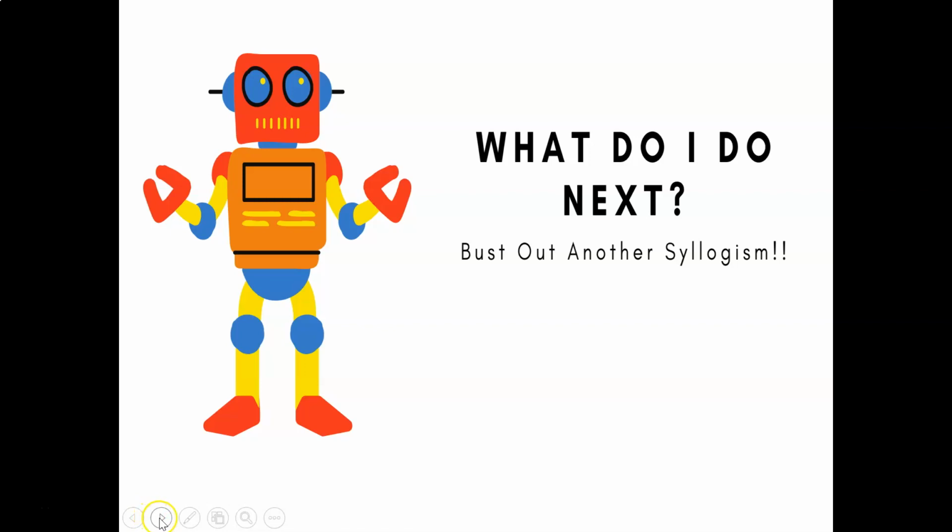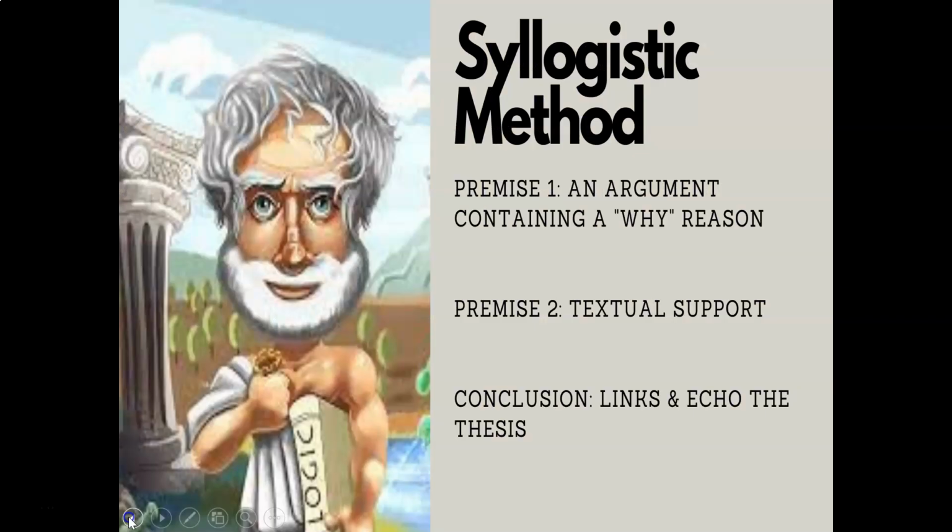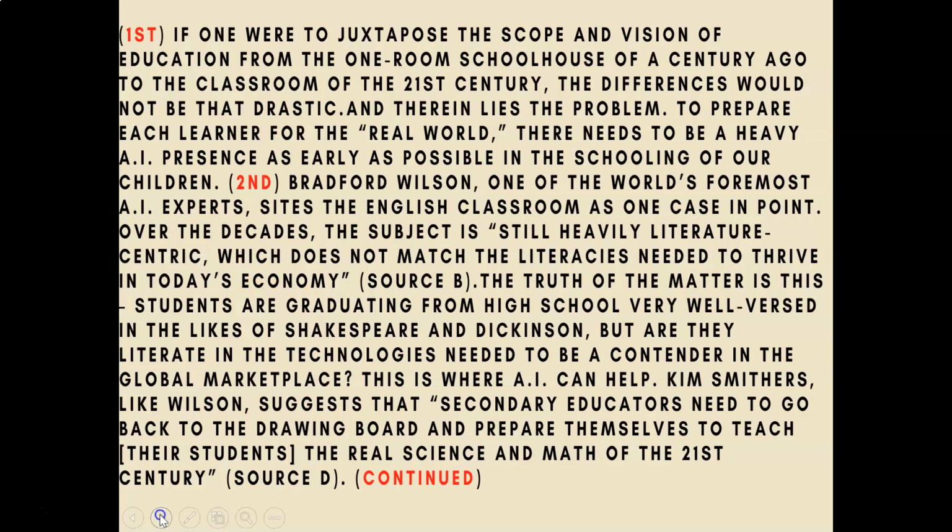Bust out another syllogism. So let's go back for a second. We're going to have an argument containing a why reason, 3 sentences, textual support, teeter-totter the quoting and the paraphrasing, links echo back to prompt and thesis, 10 to 12 sentences. So let's see what this writer did. This is a different teacher writing this one.